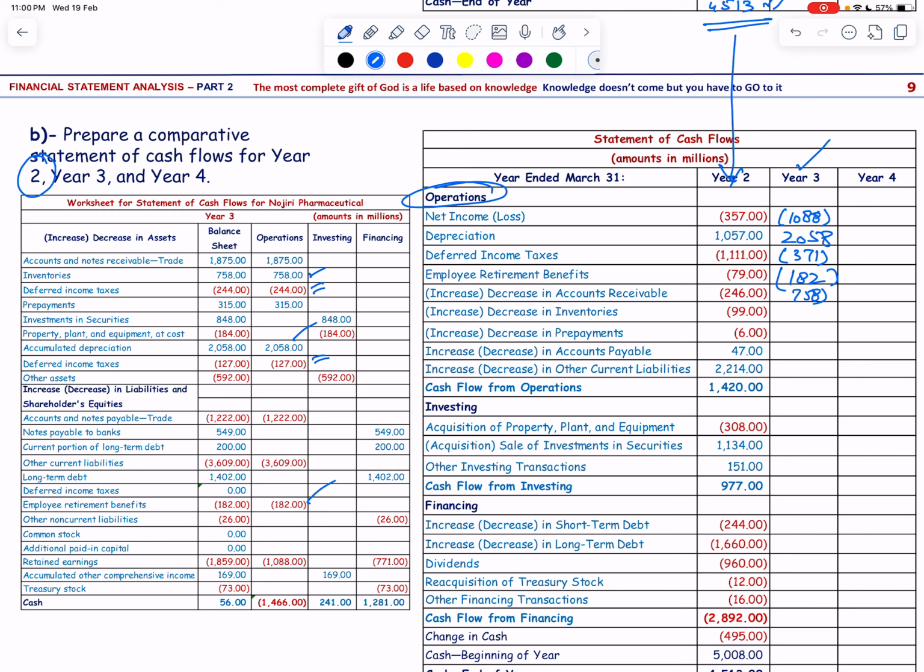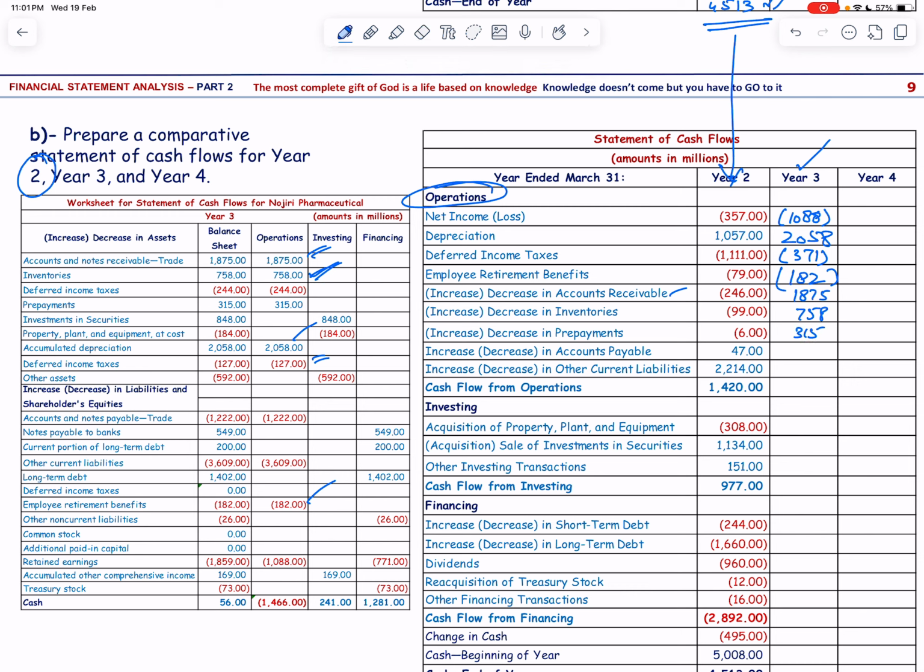Accounts receivable, sorry, if this is accounts receivable, so that is going to be how much? 1875. Then increase or decrease in the inventories, 758. Then increase or decrease in the prepayments, and the prepayments is 315.